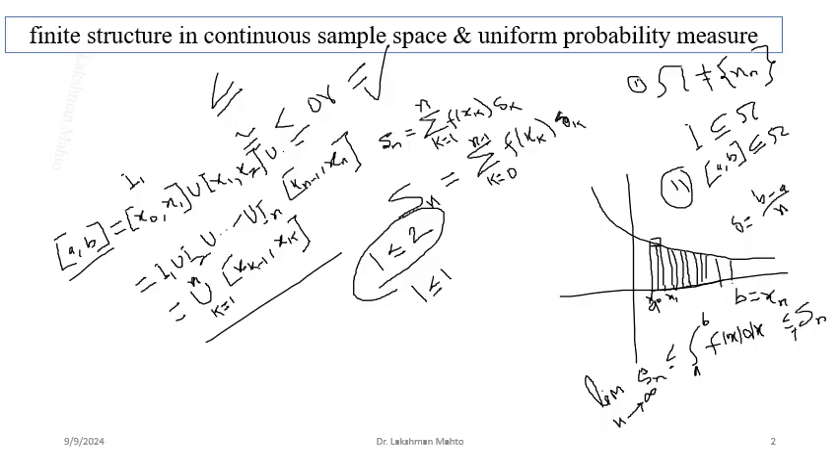Has everyone got the meaning of finite structure, and why we come up with it? Don't say I am talking about a very advanced thing. I started with your high school mathematics, and from there I came up with finite structure. Is it clear what finite structure means in a continuous set or continuous sample space? If it is not clear, ask again. Okay. Now we will start with finite structure in a continuous set, and we will compute the probability measure. I need to erase all these.